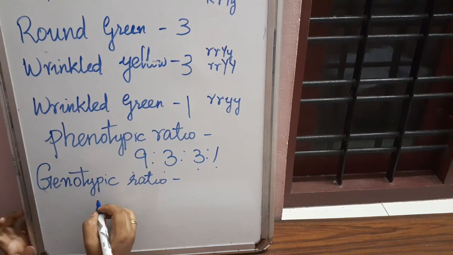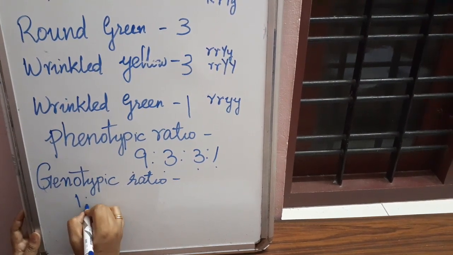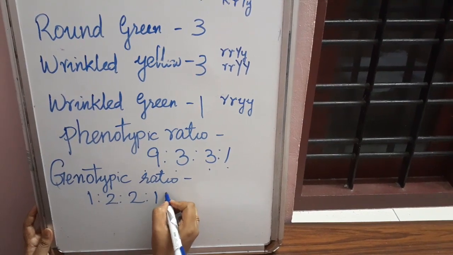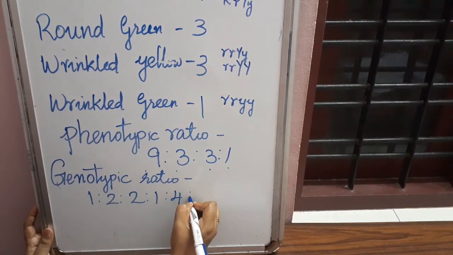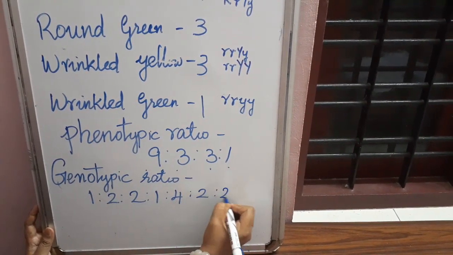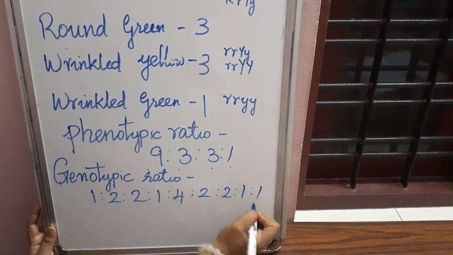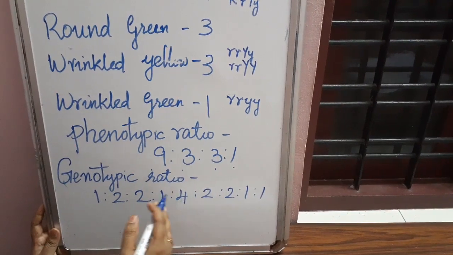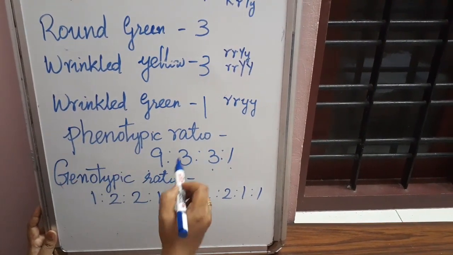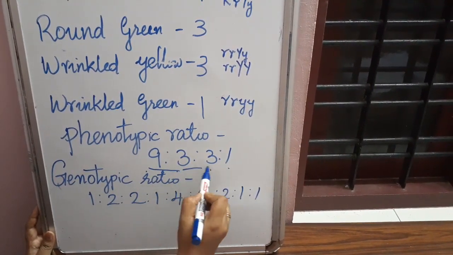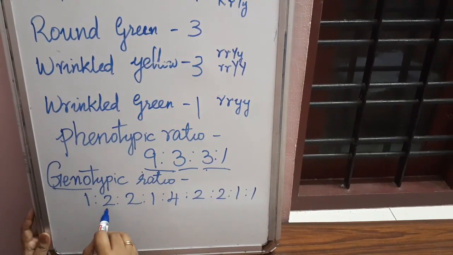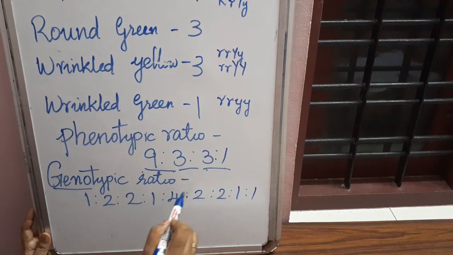That is a little complicated. I will just write 1:2:2:1:4:2:1:1. This is the genotypic ratio. So it is good to learn, but usually it will ask the phenotypic ratio. So that is 9:3:3:1 and the genotypic ratio is 1:2:2:1:4:2:1:1.